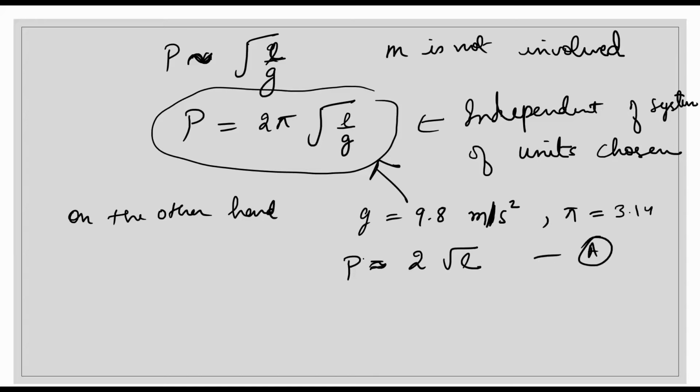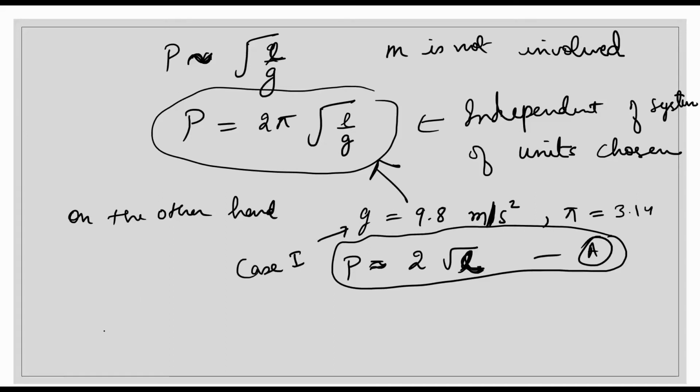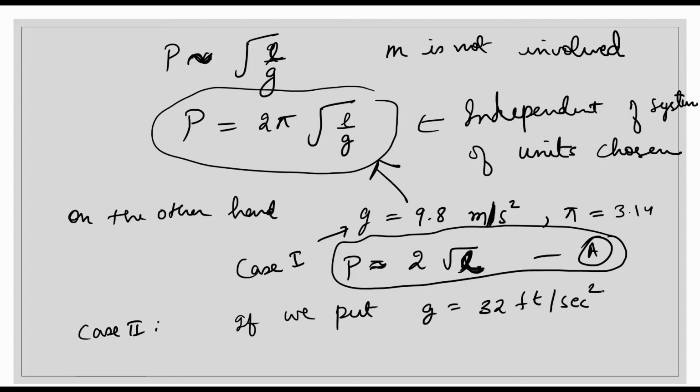Can you just see that this equation A is only valid when we measure the length of the pendulum in meters? Then only this equation is valid, otherwise it will give the wrong result if you take the length in some unit other than meters. Now this one is case 1. Now case 2, if we put g is equal to 32 feet per second square, now what will happen?